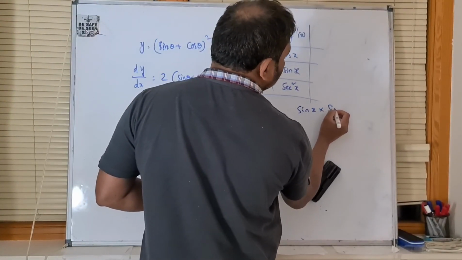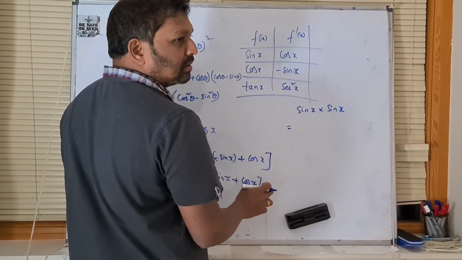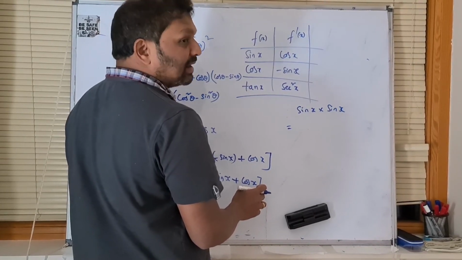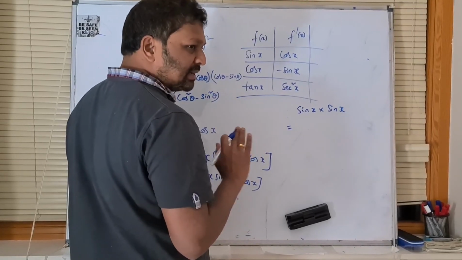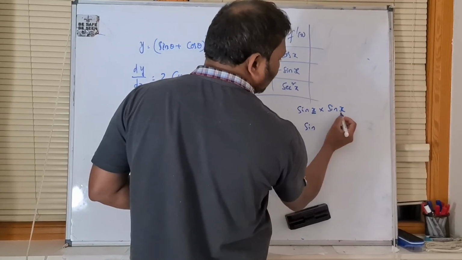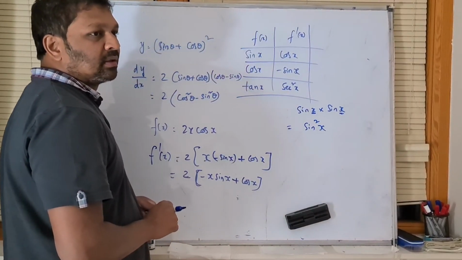Sin x into sin x, what is it? Sin squared x, not sin x squared. Why is it not x squared? X won't be squared. Just sin square x.